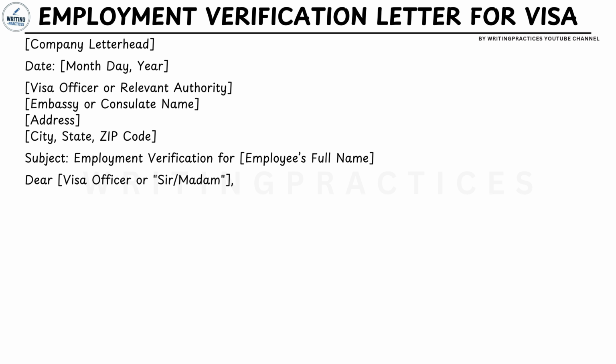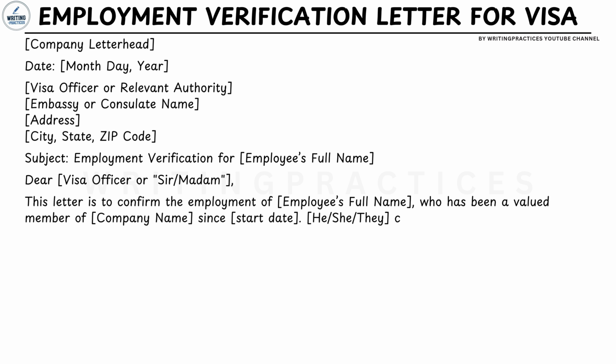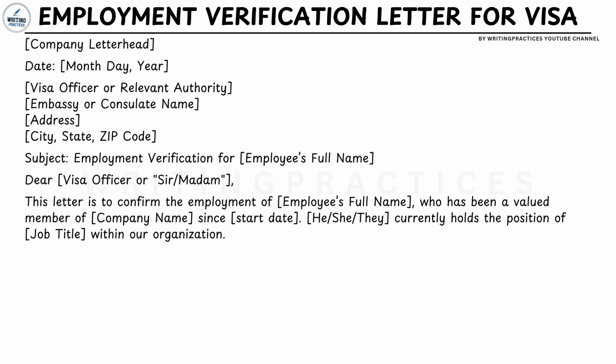Opening paragraph. The opening paragraph introduces the purpose of the letter and confirms the employee's current employment status. Example: this letter is to confirm the employment of employee's full name, who has been a valued member of company name since start date. He or she or they currently holds the position of job title within our organization. This paragraph is straightforward and immediately establishes the employee's role in the company. It reassures the visa officer that the individual is employed and has the company's support.